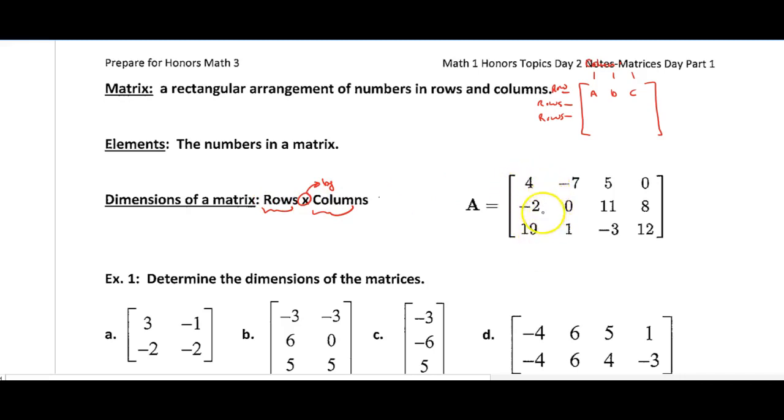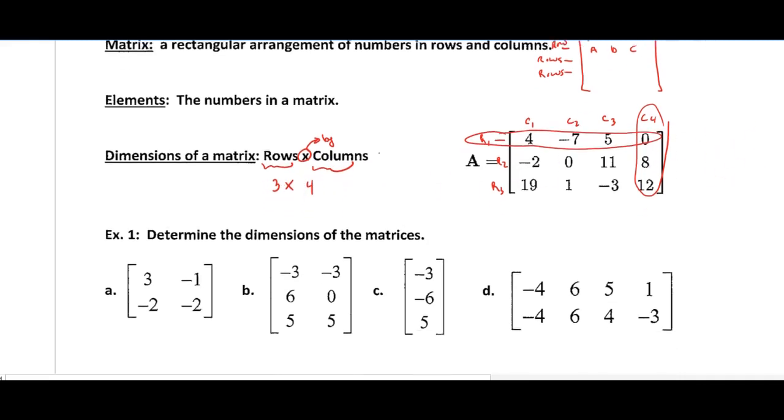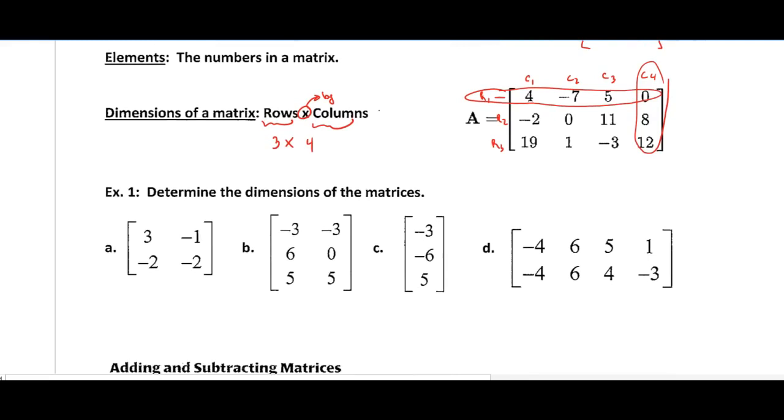So if I look at this matrix here, I have row 1, here's row 2, here's row 3, here's column 1, column 2, column 3, and then column 4. So columns are vertical, rows are horizontal. So when I go to write the dimensions of this matrix, you have 3 rows by 4 columns. Okay, so do me a favor, just based off of the definition of a matrix and that first example, try example 1, A, B, C, and D on your own, and then come back and check your answers.